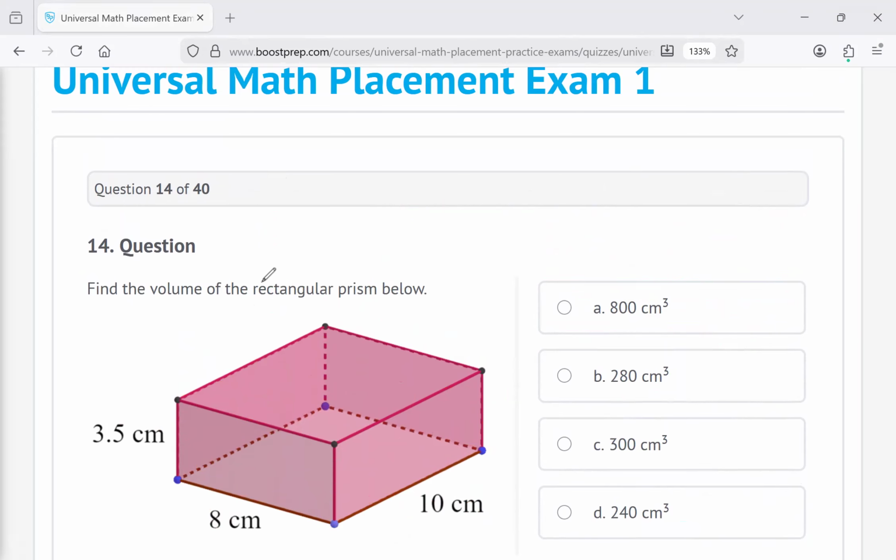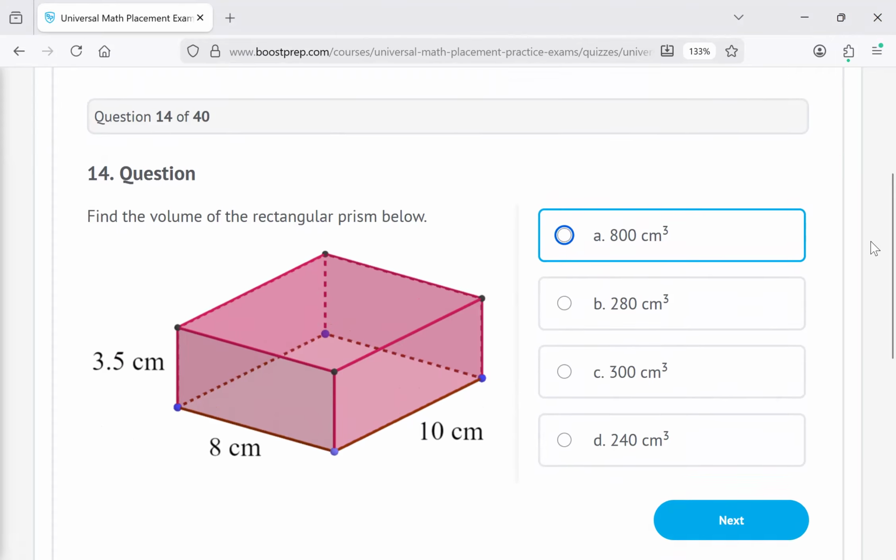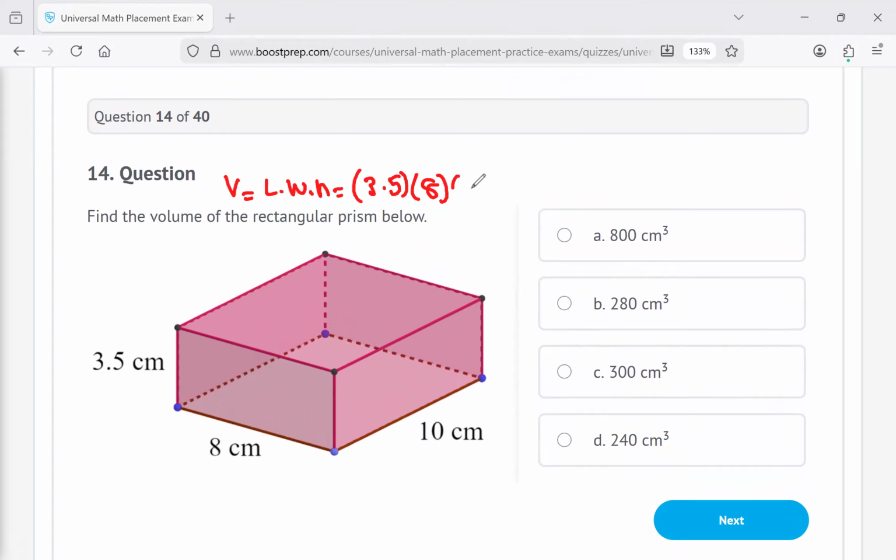Okay, question 14, find the volume. Now, the good news about this is they tell you everything you need. You just need to know the formula. They're not asking for surface area, they're just asking for volume. So volume is basically length times width times height, and they give us everything we need. You just multiply it out. So 3.5 times 8 times 10 is 280 centimeters cubed. Okay, so that would be letter B.